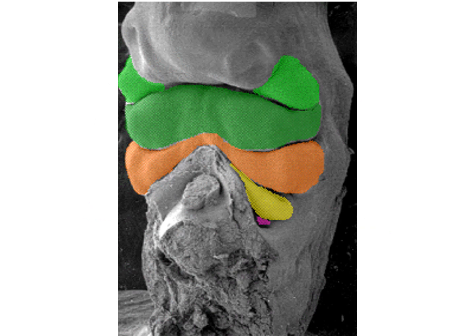This is a front view of a scanning electron microscope view of the head, where you can see this is the first arch with its maxillary and mandibular branches. This is the second arch, or the hyoid arch. This is the third, and this is the fourth arch.